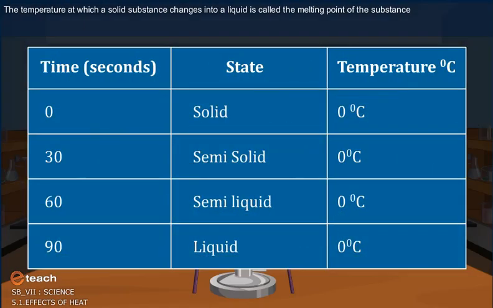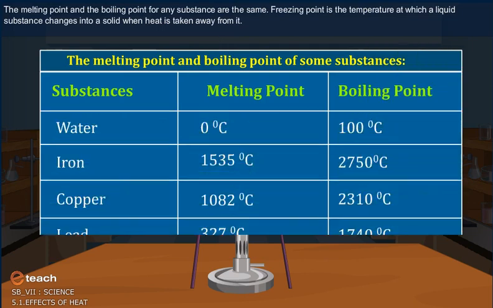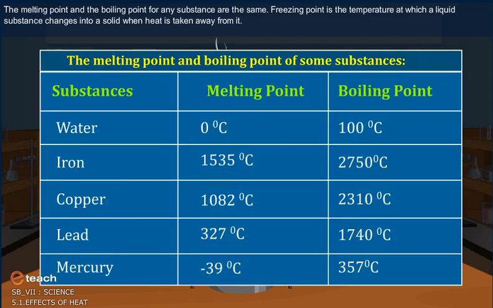The temperature at which a solid substance changes into a liquid is called the melting point of the substance. Similarly, the temperature at which a liquid substance starts to boil is called the boiling point of the substance. The melting point and the boiling point for any substance are the same. Freezing point is the temperature at which a liquid substance changes into a solid when heat is taken away from it.